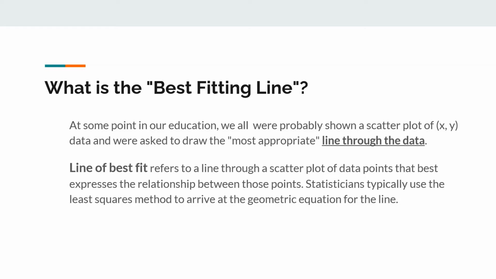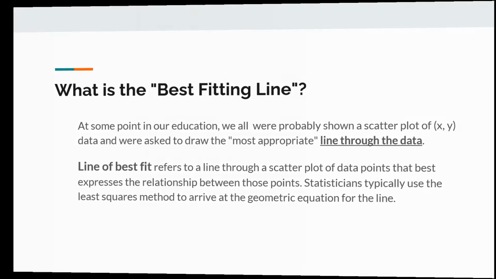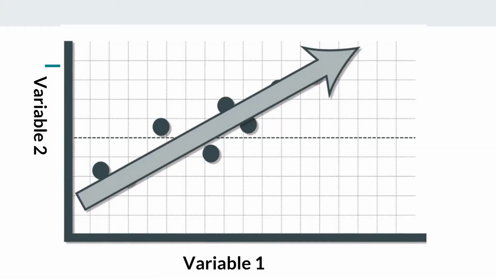So, what is the best fitting line? At some point in our education, we were all probably shown a scatter plot of x and y data and asked to draw the most appropriate line through the data. So let's now define the line of best fit. The line of best fit refers to a line through a scatter plot of data points that best expresses the relationship between those points. Statisticians typically use the least squares method to arrive at a geometric equation for the line. This is an example of scatter points and the line of best fit going through them.